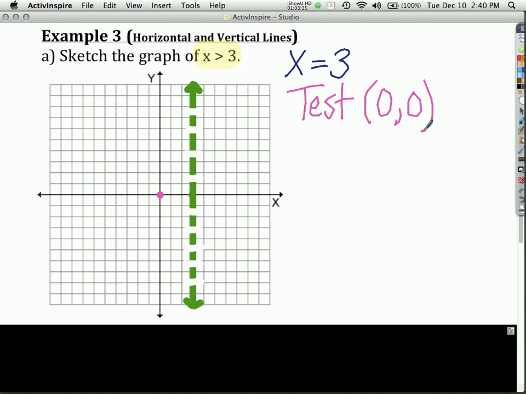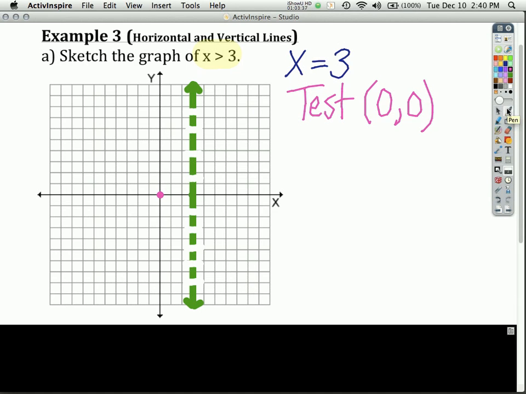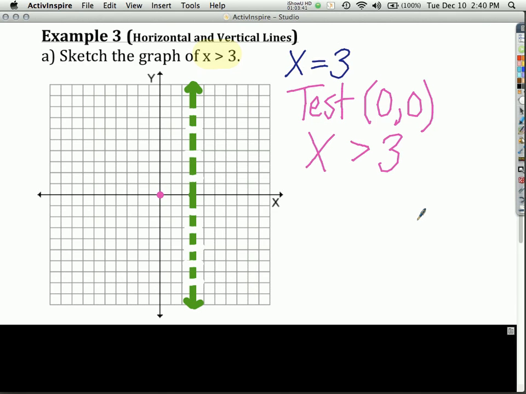But I don't know where I'm supposed to put 0, 0 because here's my inequality. So what am I supposed to do here? This is an x and that's a y. I only have an x. I have no idea what to do. Any thoughts?